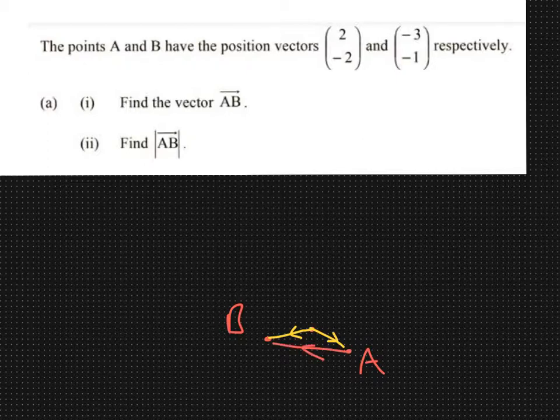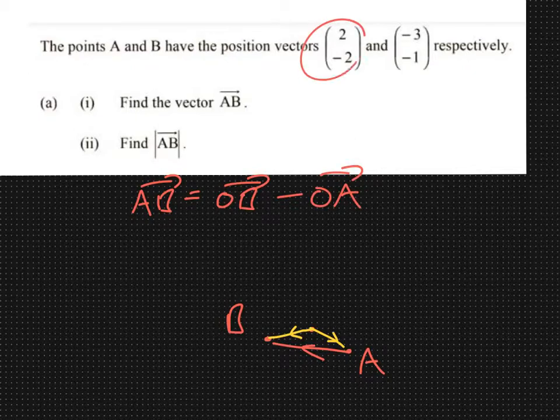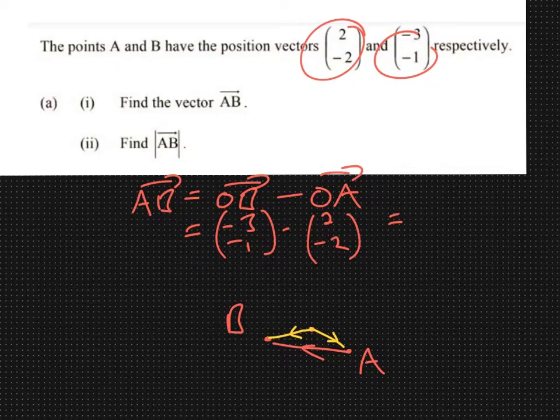In order to work it out, we know that vector AB is going to be vector OB, i.e. the position vector of B, minus the position vector of A, and we've got that information up here. So vector AB is going to be (-3, -1) minus (2, -2), which is going to give us (-5, 1).